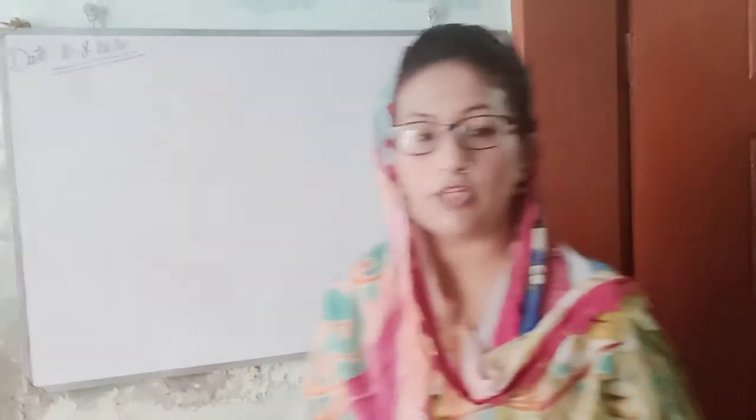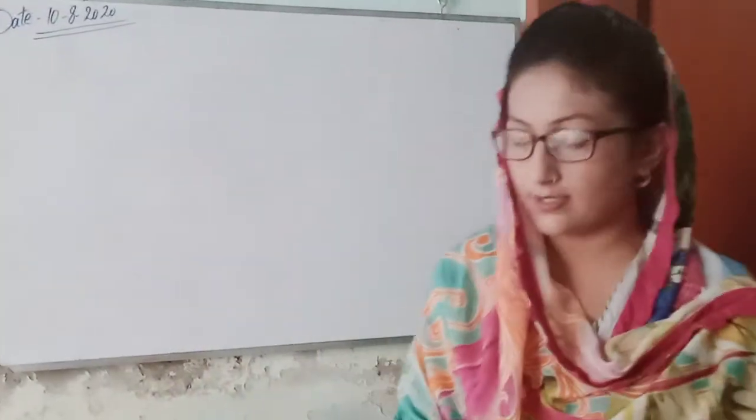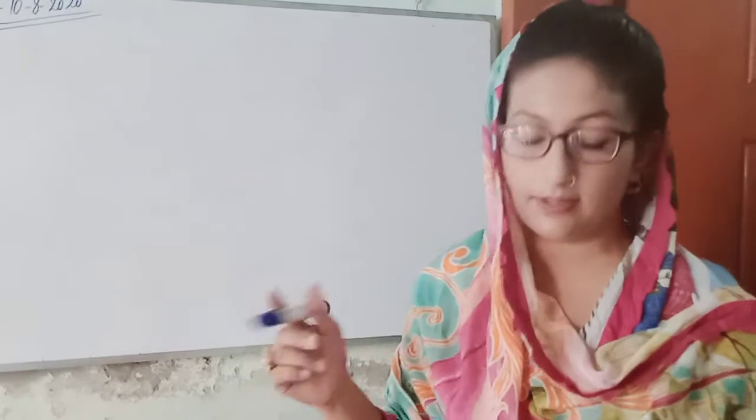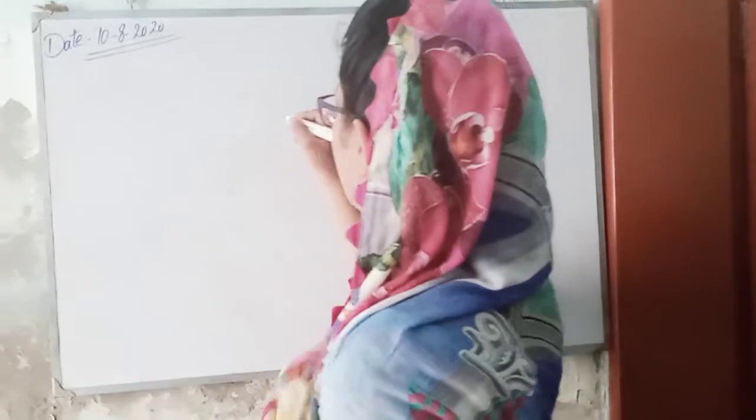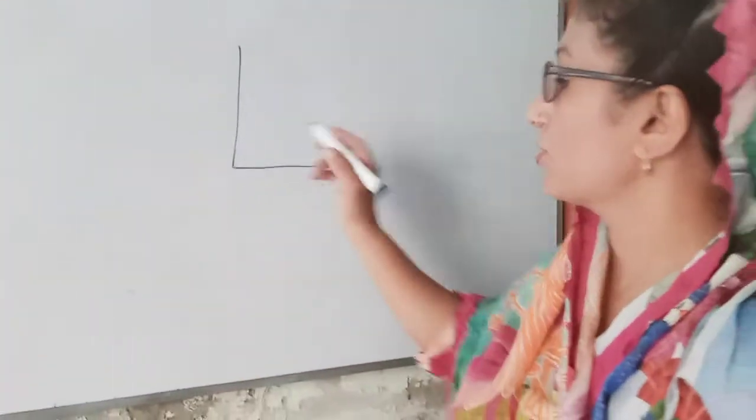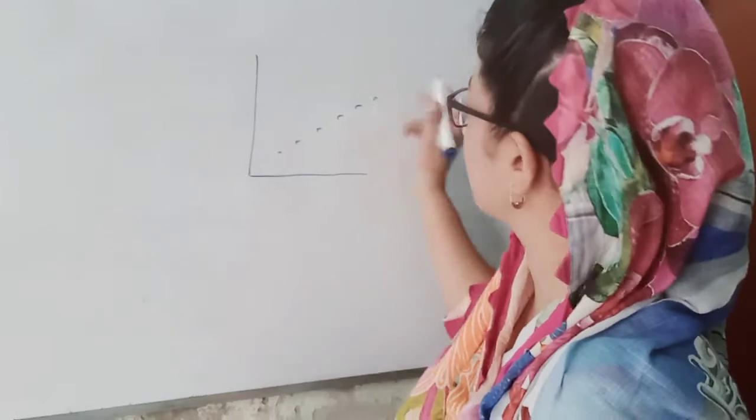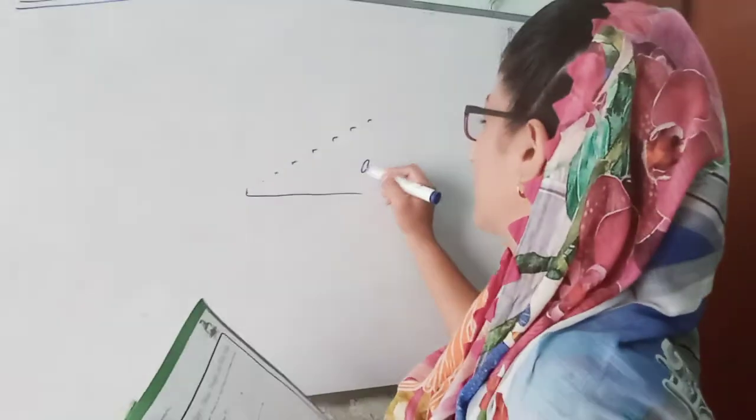So which definitions have we learned: acute angle, right angle, obtuse angle, straight angle, reflex angle. These are the angles that you have written in your notebook. So students, I am just revising this. Acute angle means the angle which is less than 90 degrees. If this is a right angle, okay, then the angle which is less than 90 degrees is an acute angle.